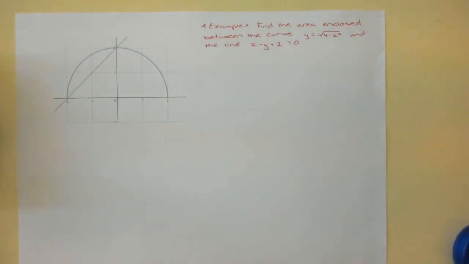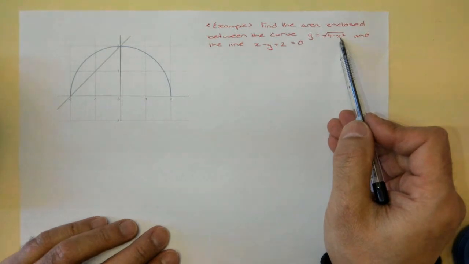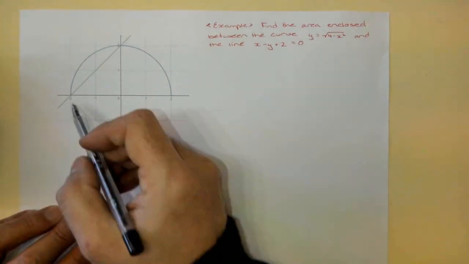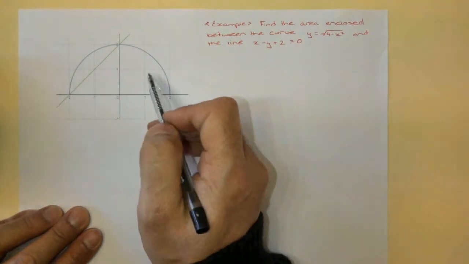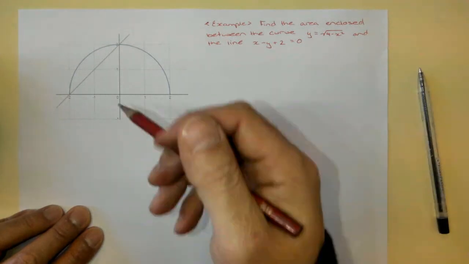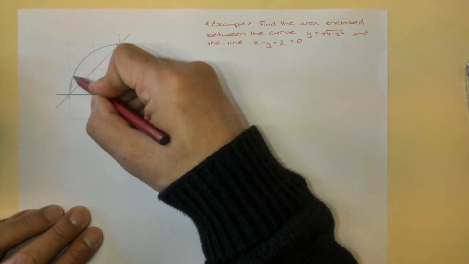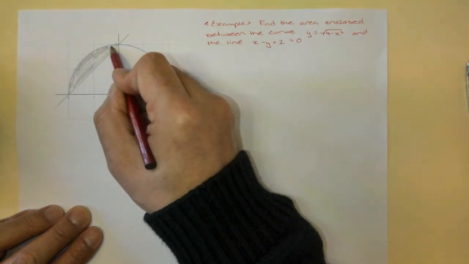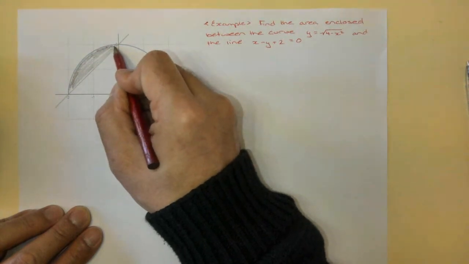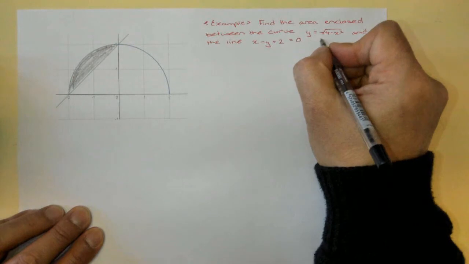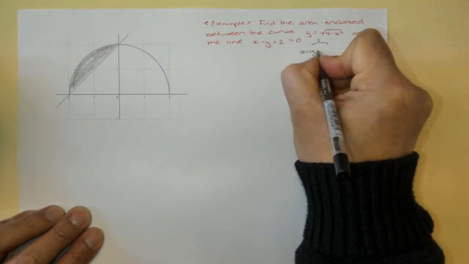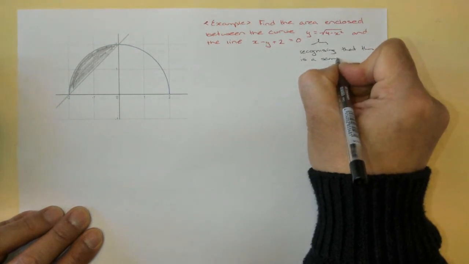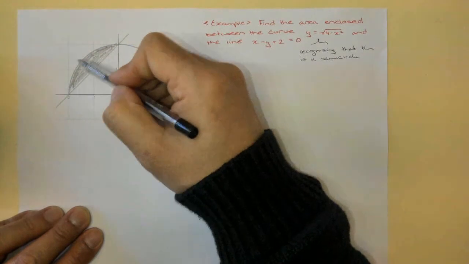Alright, so last example. I want to find the area enclosed between the curve y equals the square root of 4 minus x squared and the line x minus y plus 2 equals 0. So we know that this is a semicircle. We want to find this area here. So using our content knowledge from the Year 12 content for area, recognizing that this is a semicircle, we want to calculate the area of this quadrant.